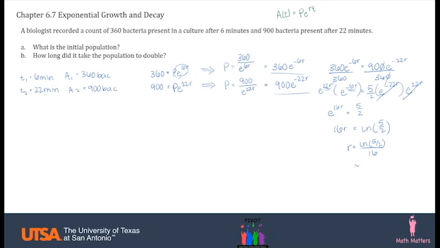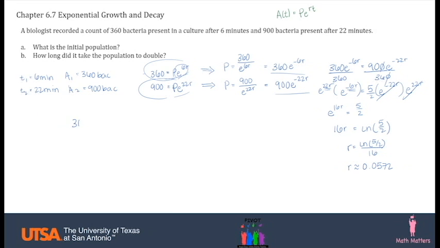And this gives us approximately, if we plug it into the calculator, 0.0572, and that's rounded to 4 decimal places. So this is our r. And now that we have our r, we can plug it back into either of these equations to solve for P, our initial population. So let's use the 360 just because the numbers are smaller.